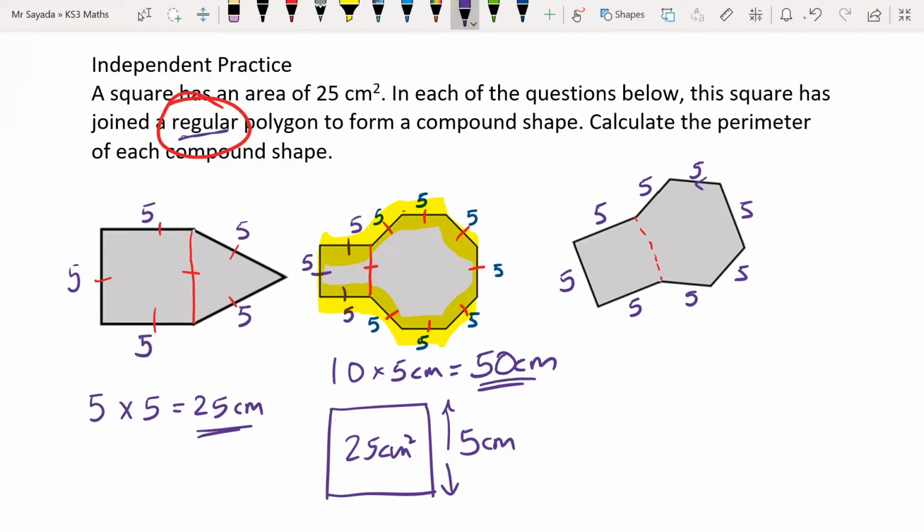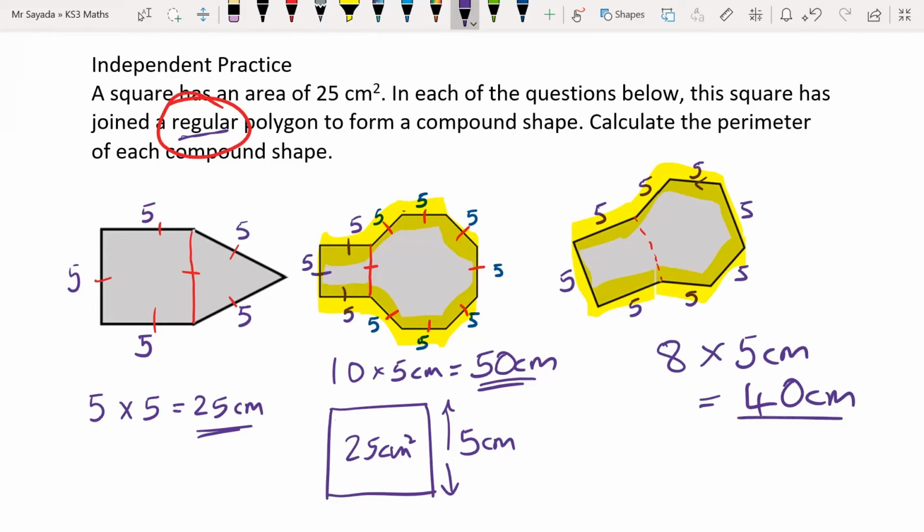So let's count the sides. We've got 1, 2, 3, 4, 5, 6, 7, 8. So altogether we've got 8 sides, each of length 5 centimeters, which altogether makes 40 centimeters.